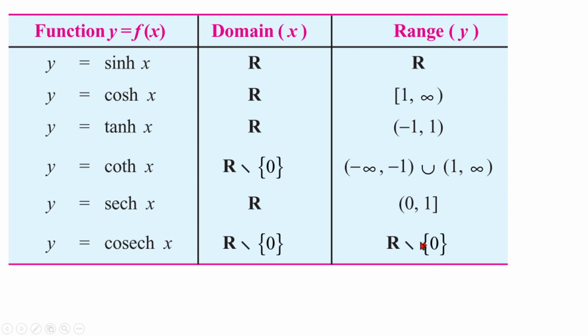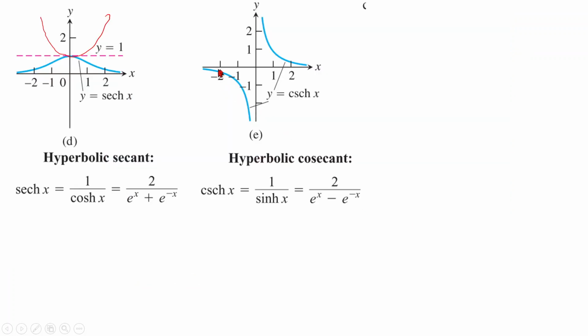Range also you cannot include 0 because on the x-axis it doesn't touch. Sorry, the x-axis it doesn't touch. On the y-axis, the point that is missing is actually this 0, because this also doesn't touch. So for domain and range, we have to remove zeros.